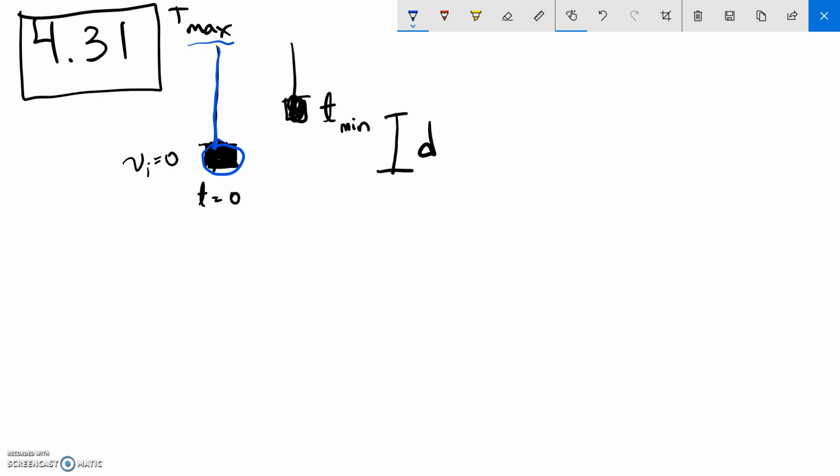For this problem, we raise the mass by some height d during a time from t equals 0 to some time t. And what they want in this problem is to see how fast I can raise this without breaking the rope. The faster I raise it, the lower the time it takes to travel that distance d, and we'll call that minimum time Tmin.